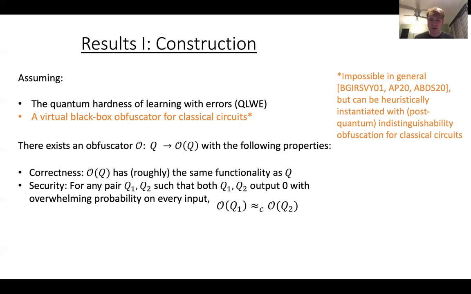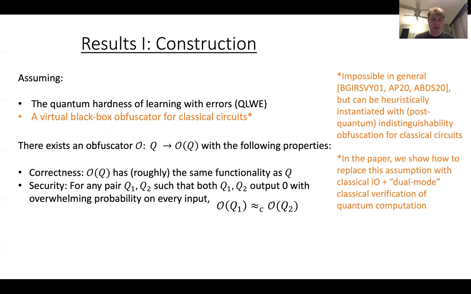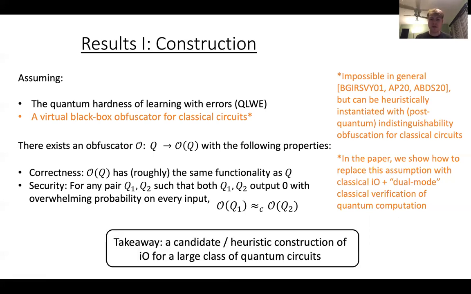The other thing I wanted to say about this assumption is that in the paper, we also show how to replace VBB obfuscation with classical IO, along with this new notion that we call dual mode classical verification of quantum computation. Unfortunately, this notion is something we also only have heuristic candidates for. So basically the bottom line is that what we give is a candidate or heuristic construction of indistinguishability obfuscation for a large class of quantum circuits, namely all null circuits. So this is our main construction.